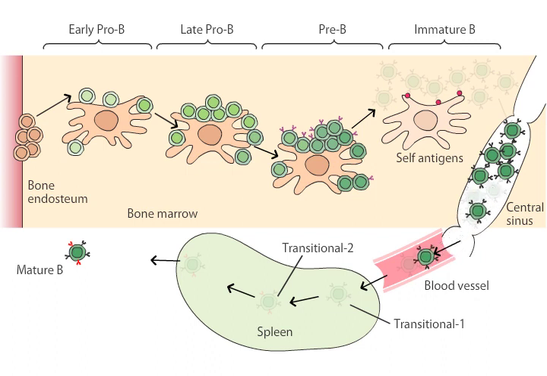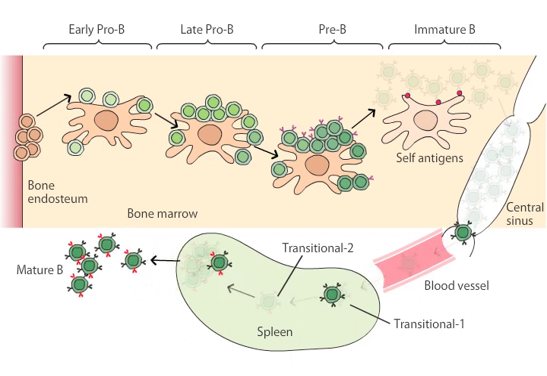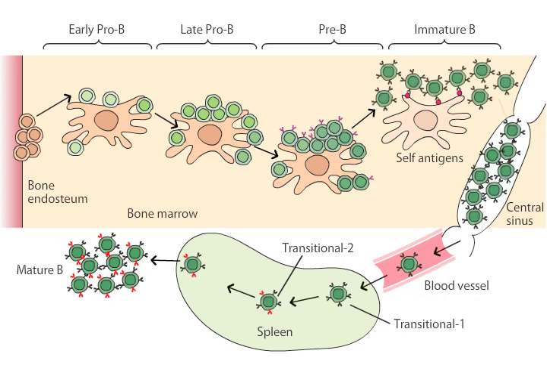Mature B cells recirculate between the blood and the lymphoid organs, entering the B cell follicles in the lymph nodes and spleen, where they respond to antigen encounter in the presence of T cell help by generating antibody responses.